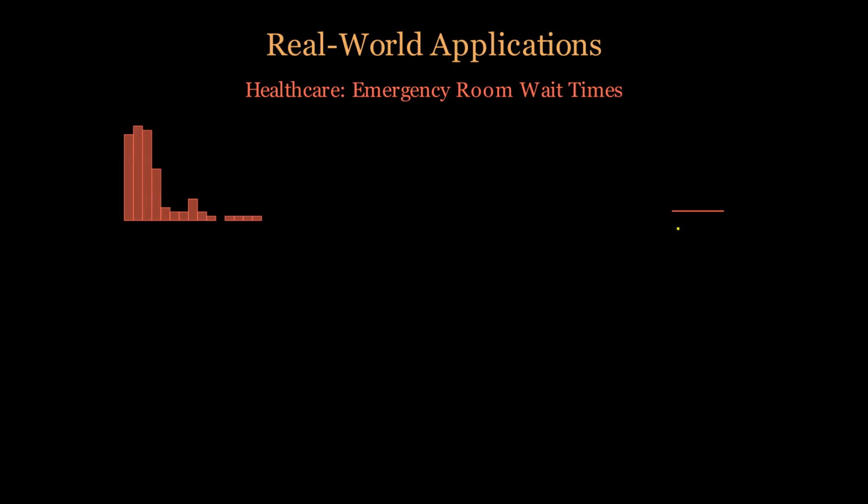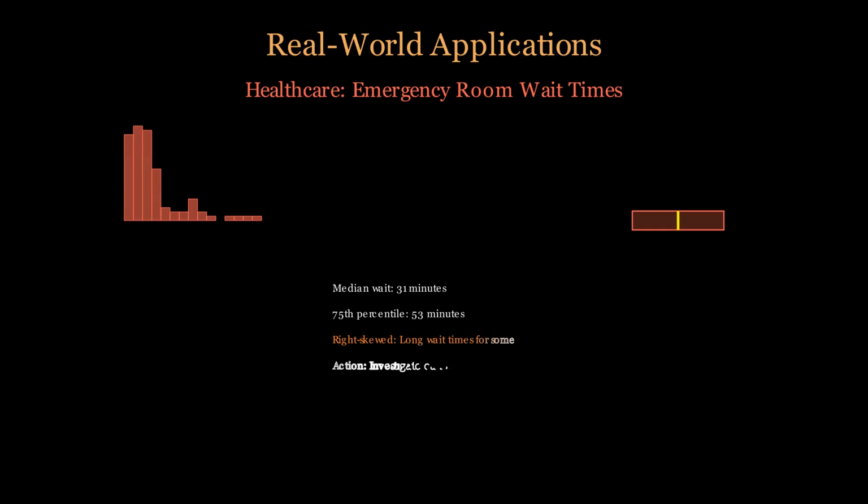This visualization prompts administrators to investigate. Are certain conditions causing delays? Do we need more staff during peak hours? The skewness tells us the average wait time would be misleading, the median is more informative. These visualizations turn raw data into actionable insights for improving patient care.